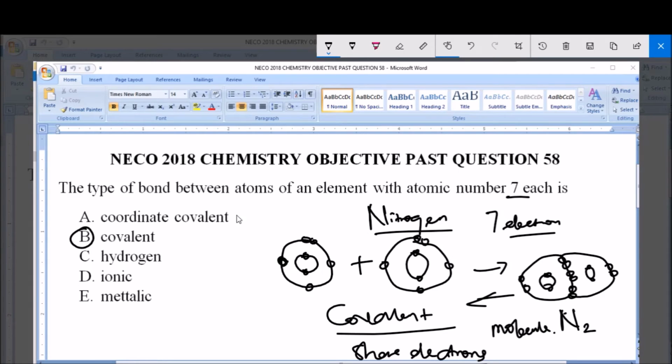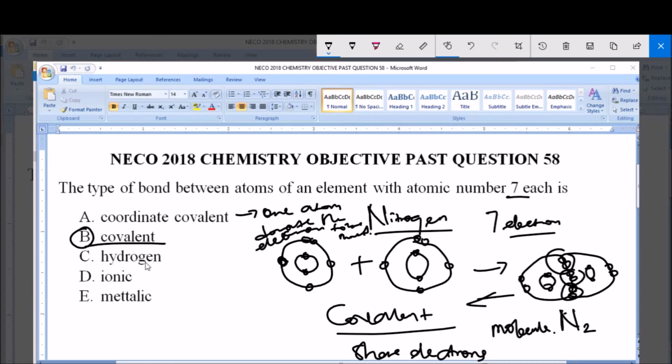Now in terms of coordinate covalent bonding, only one atom donates the electrons to be shared. But for covalent bonding, you can see that both atoms donated the electrons. This donated one, this donated one, they shared it, which is this. This donated one, this donated one, they shared it, which is this, and this last one donated it, and they donated the last one too, which is this. So you can see that it is covalent bonding.